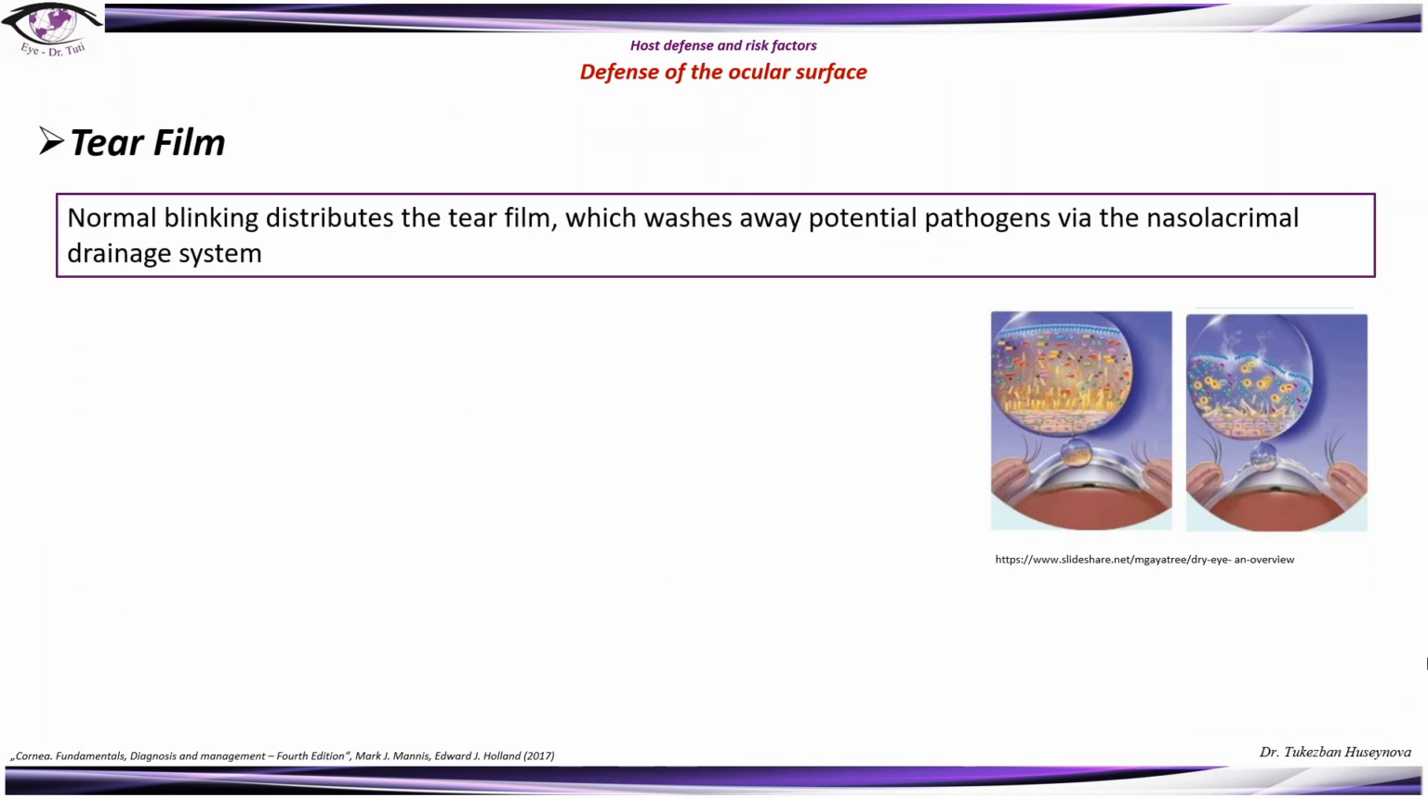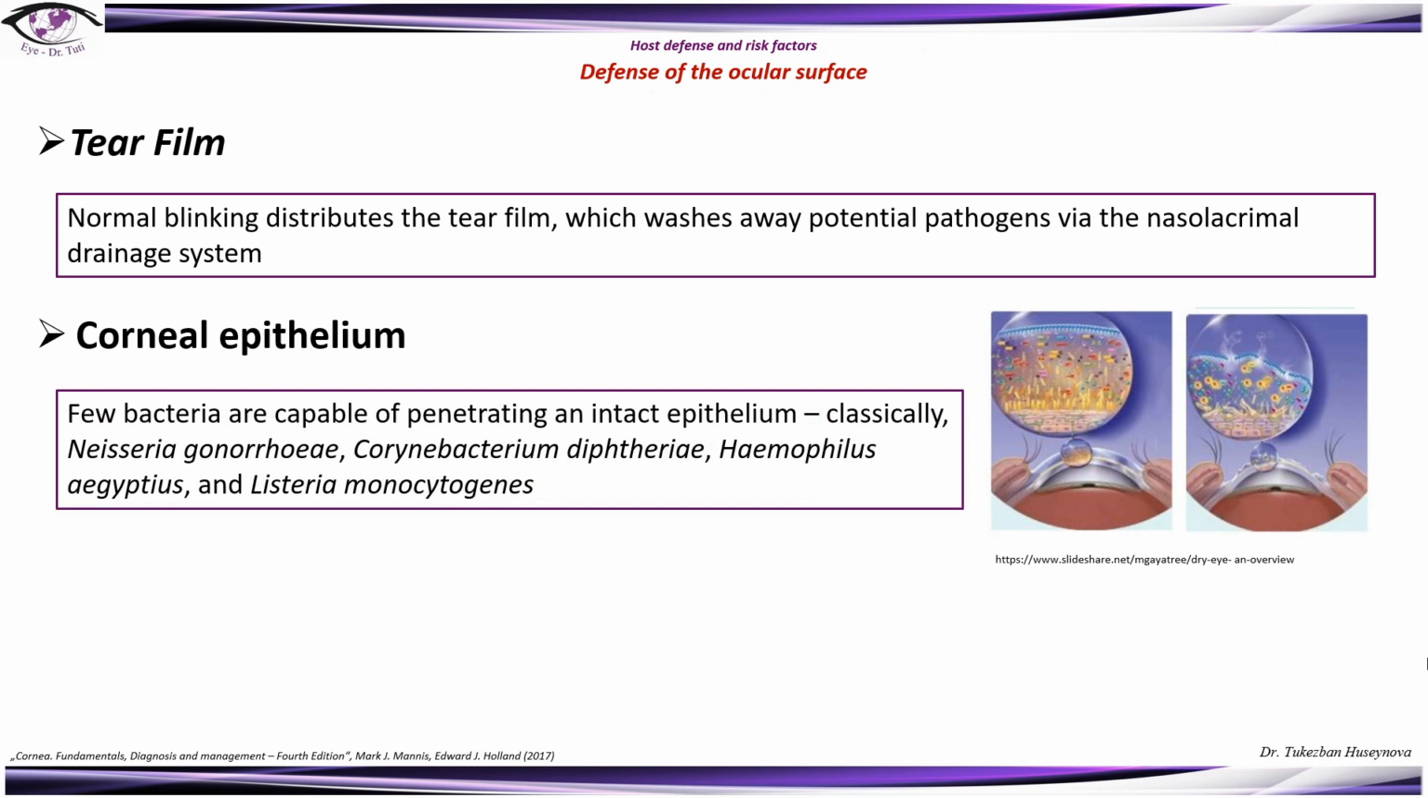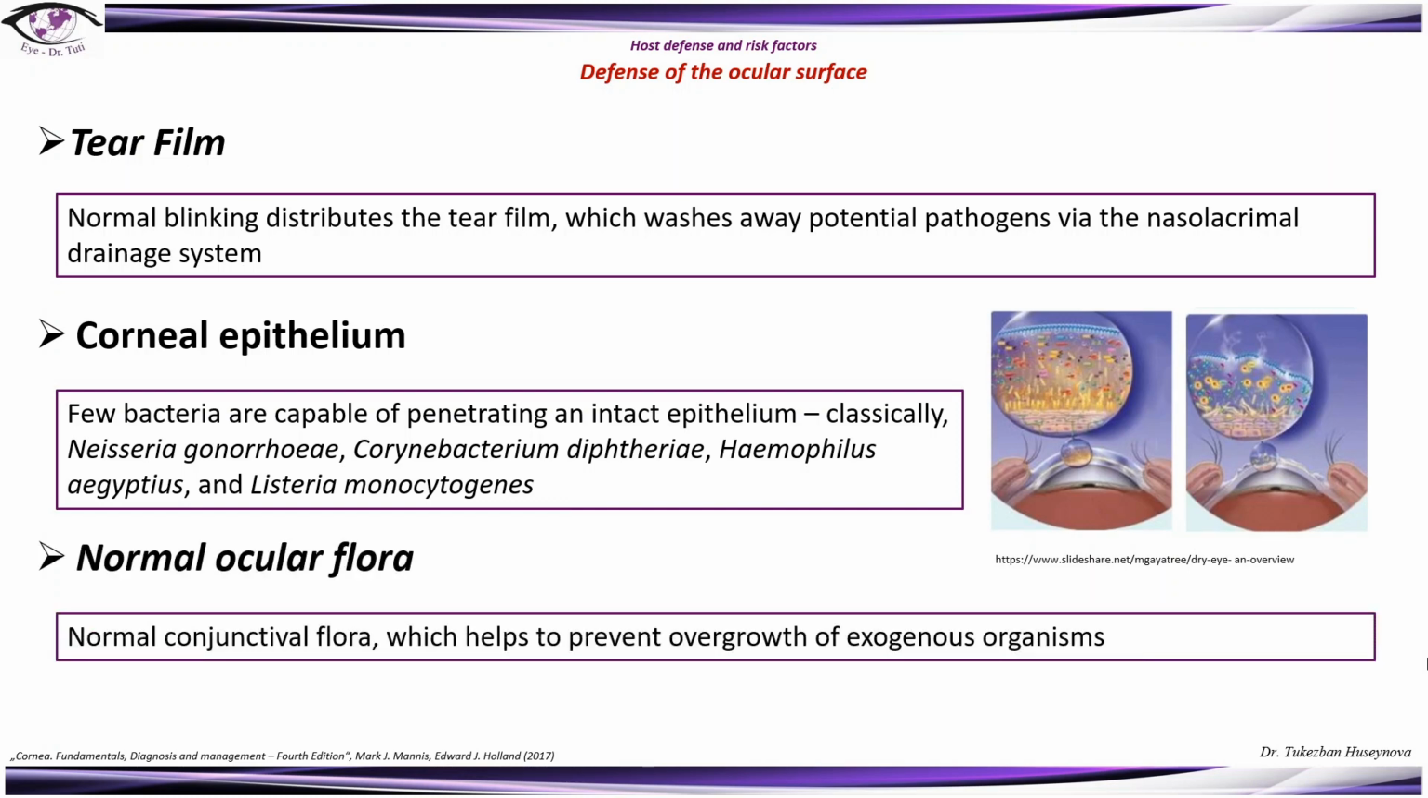Tear film. Normal blinking distributes the tear film, which washes away potential pathogens via the nasolacrimal drainage system. Corneal epithelium. Just a few bacteria can pass through an intact epithelium. Those are Neisseria gonorrhoeae, Corynebacterium diphtheriae, Haemophilus aegyptius, and Listeria monocytogenes. Normal ocular and conjunctival flora also help to prevent overgrowth of exogenous organisms.